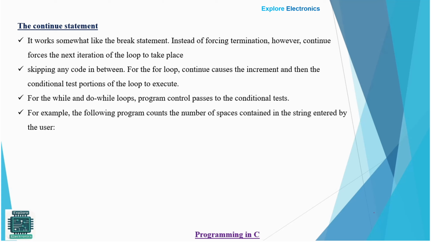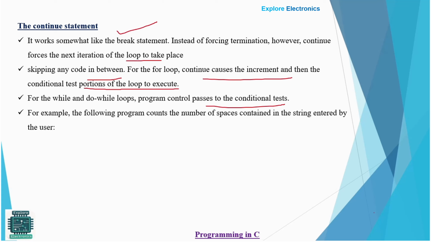And the next statement is the continue statement. It works somewhat like the break statement. Instead of forcing termination, continue forces the next iteration of the loop to take place, skipping any code in between. For the for loop, continue causes an increment and then the conditional test portion of the loop to execute. For the while and do while loops, program control passes to the conditional test.